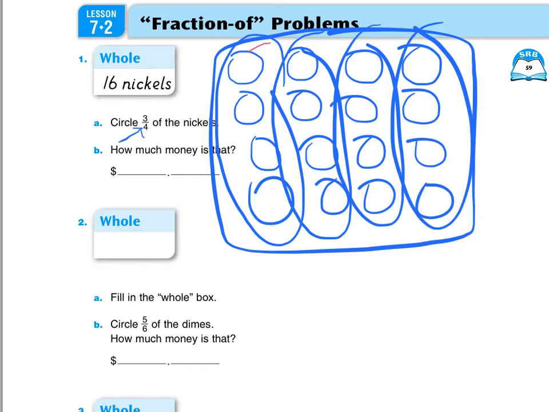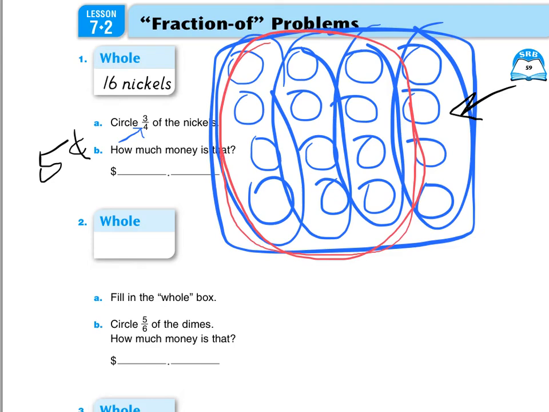So I'm going to switch to red, and I'm just going to circle 1, 2, 3/4 of them. Notice I have 1/4 off to the side, not counting. It says how much money is that? These are all nickels. How much is 1 nickel? Hopefully you know it's 5 cents. Rather than count 5, 10, 15, 20, I think you all know that 4 nickels would be 20 cents. You have another 20 cents for 4 nickels, and another 20 cents for 4 nickels. So your answer would be 60 cents.